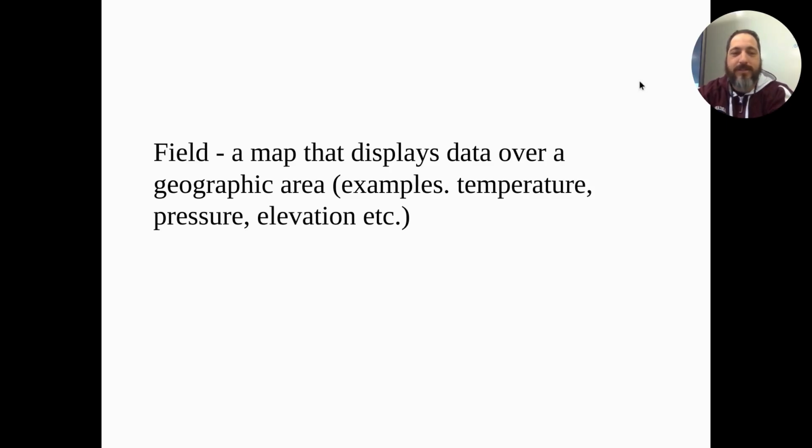Today we're going to be continuing our unit on mapping. So we're going to be looking at how we display data on a map. The first thing we want to talk about is a field map. This is a map that displays data over a geographic area. We've looked at these before where they've shown temperature, pressure, and a little bit with elevation. So that's what we're going to be focusing on for this unit, how maps are able to show elevation.